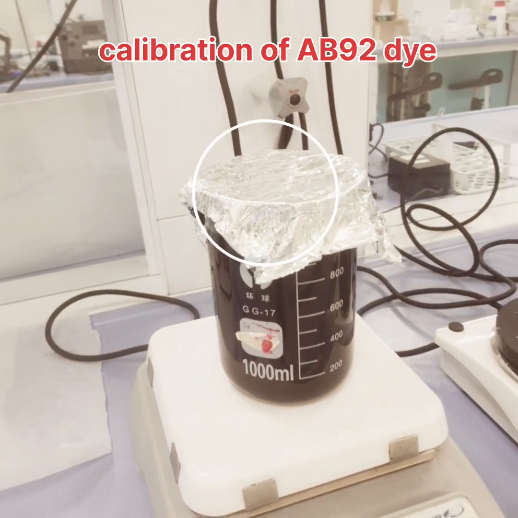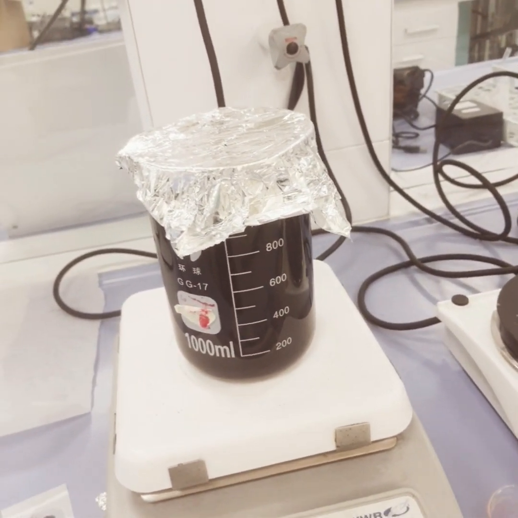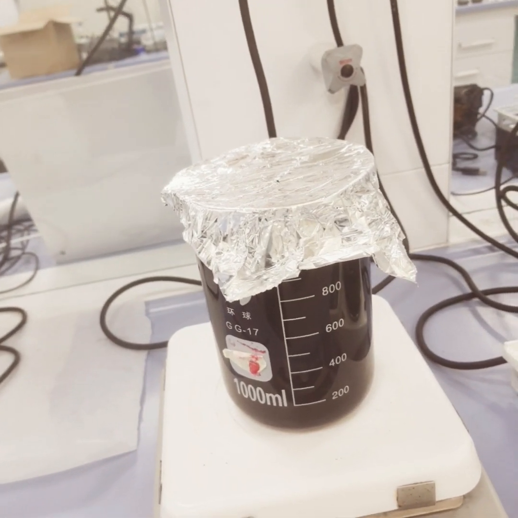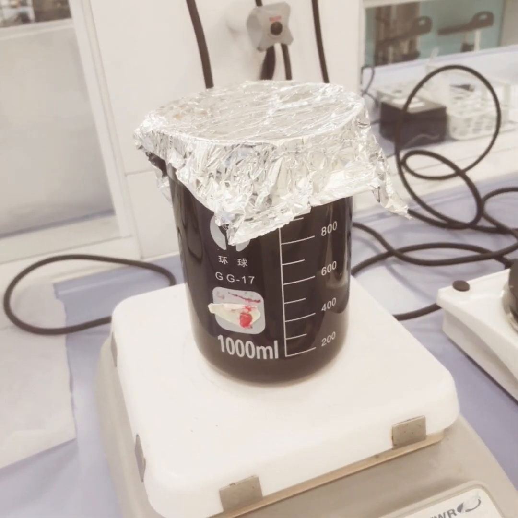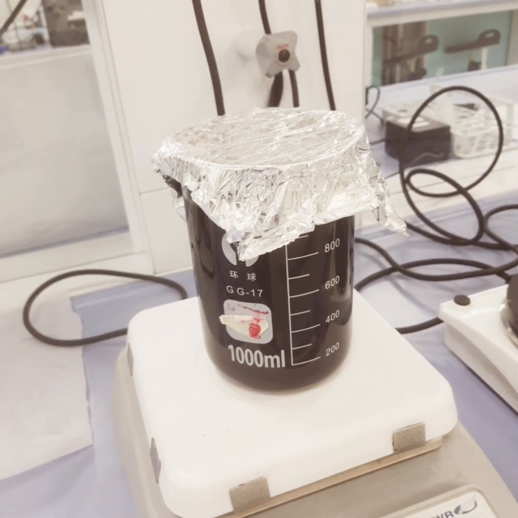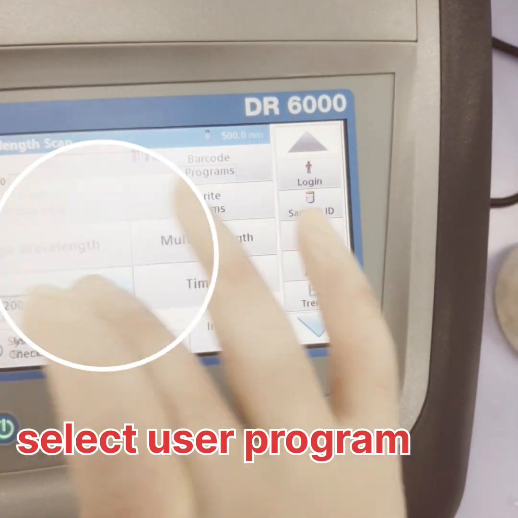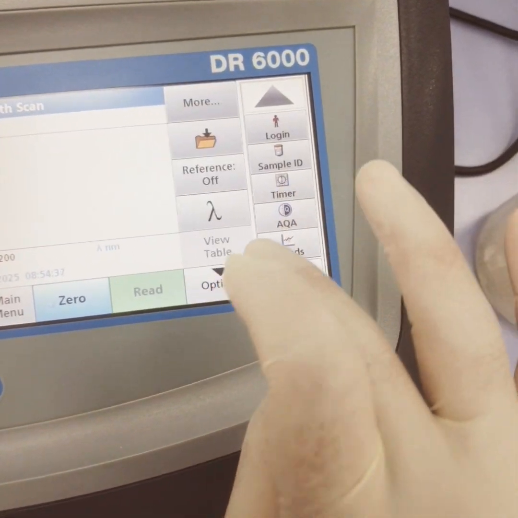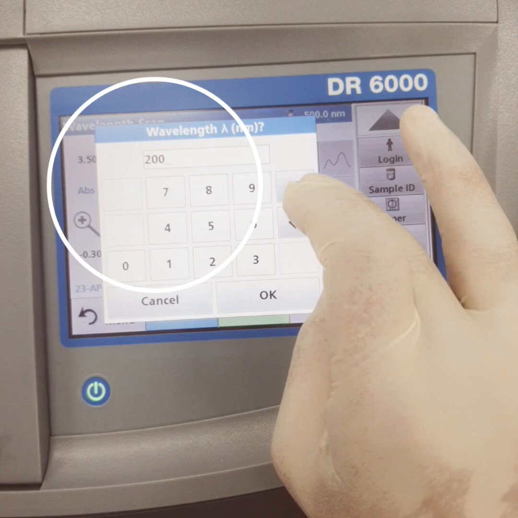This is our AB92 solution in the deionized water. So this is now thoroughly, or you can say well mixed. Now our next task is to first of all do the wavelength scan, and here, as you saw in our old videos, we have to change the wavelength.